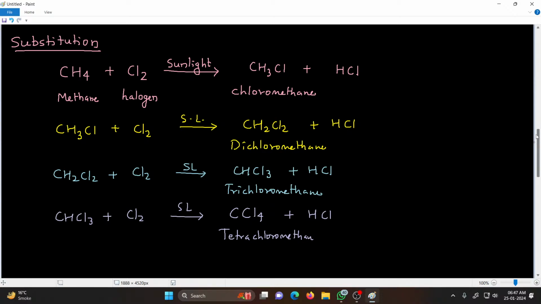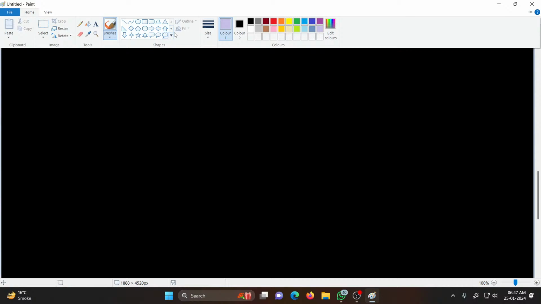Now there are some more reactions and they are specific to certain compounds. So first there is the reaction of ethanol. So we can say the chemical properties of ethanol.